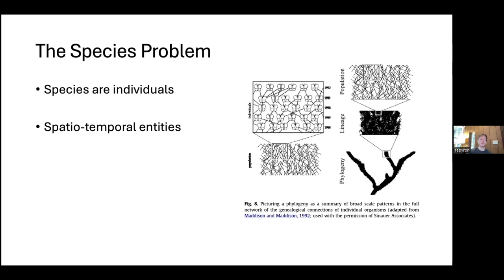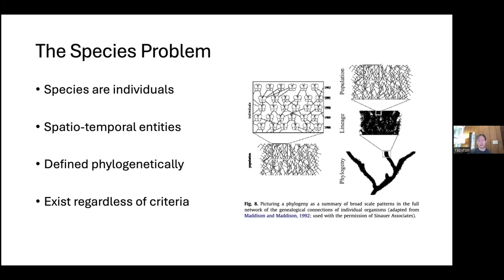But we all, as humans, share a common historical origin and a common set of phylogenetic attributes that define us as this individual entity. That's not to say that any particular phylogenetic species concept is the correct, quote unquote, species concept. But what I want to get at is, at least from the perspective that I'm taking, a species is defined phylogenetically, regardless of what criteria we actually use to describe or delimit them. And so if you are an individual and you are phylogenetically defined, you exist regardless of the criteria.